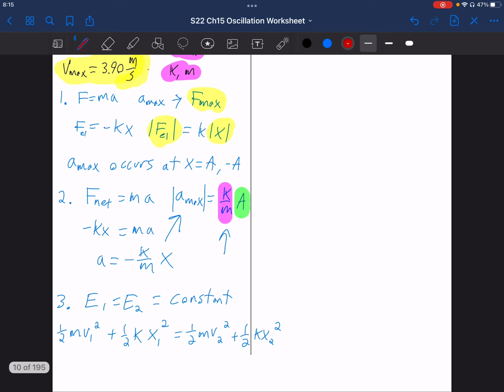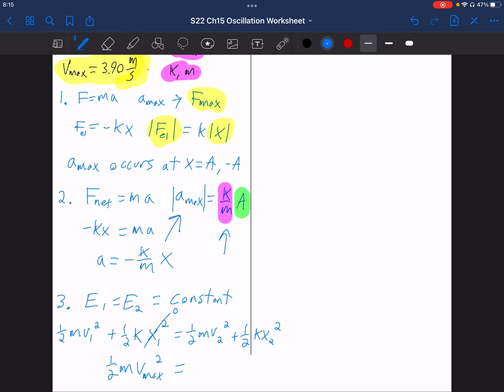And so if time 1 is as I'm passing through the equilibrium point, then the position is 0, because that's what the equilibrium point is, and the velocity is the max velocity at time 1. Okay, so that's my energy at time 1. Now I don't know the mass, but that's okay. That's what I want to solve for.